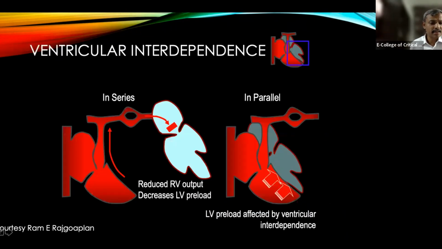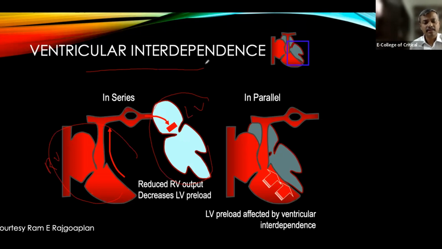This is another point here. Always we see the right ventricle, this is the right ventricle, this is the left ventricle. If you look at the series, you think the right ventricle is working differently and the left ventricle is working differently. But actually they are working together. So this is called ventricular interdependence. Again, this is a slide from my teacher, Rami Rajagopalan.